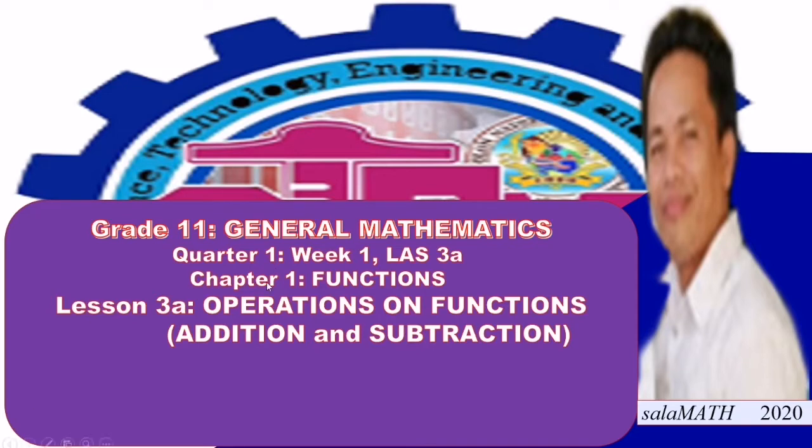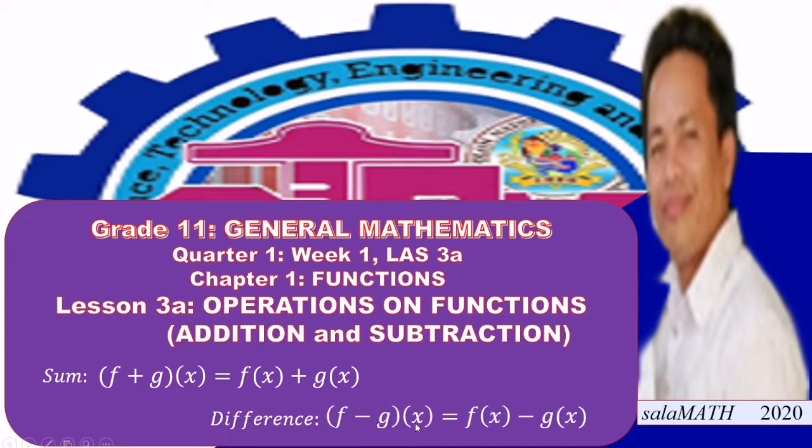Here are the notations for function operations. For addition, the sum is denoted as f plus g of x, which is equal to f of x plus g of x. And for subtraction, the difference of f and g of x is equivalent to f of x minus g of x.